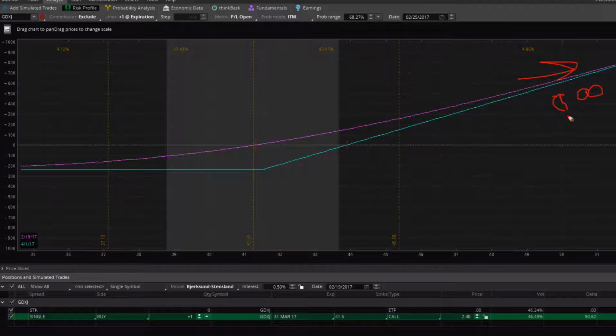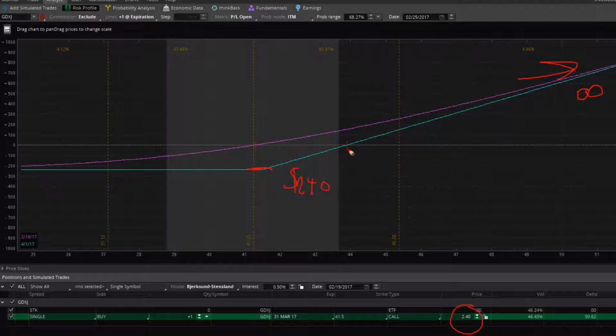How do you do it? There we go. You can make an infinite amount of money when you buy a call. The amount of money that you lose is capped, and it's capped at the amount you buy the call for. See, it's $2.40 I'm buying it for. So the most I can lose is $240.